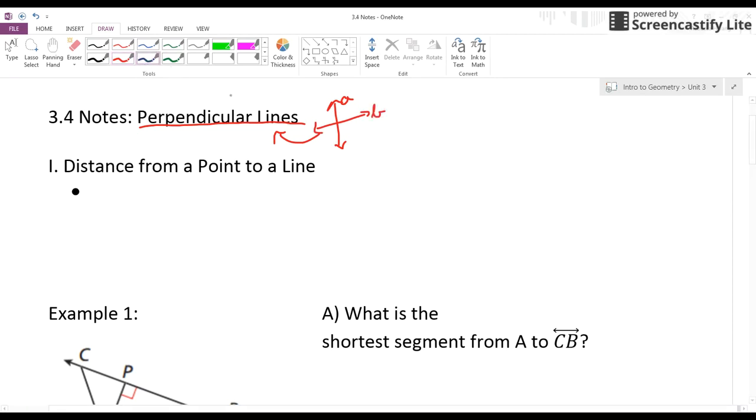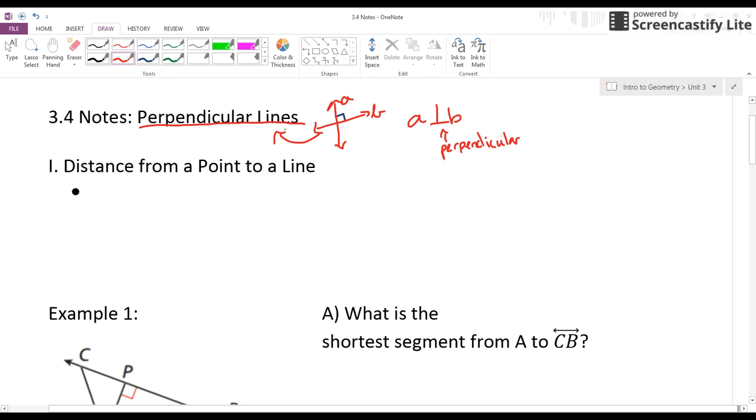As long as you know they are intersecting to make this right angle, then we can say that these lines are perpendicular. The sign for perpendicular is this upside down T. So again, this means perpendicular. Okay, so a couple of things we're going to do with our perpendicular lines. We're going to have a few theorems we're going to look at later on.